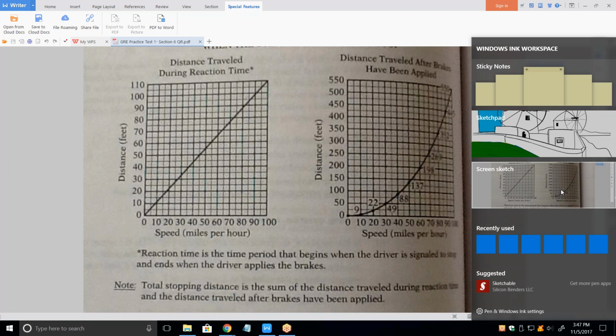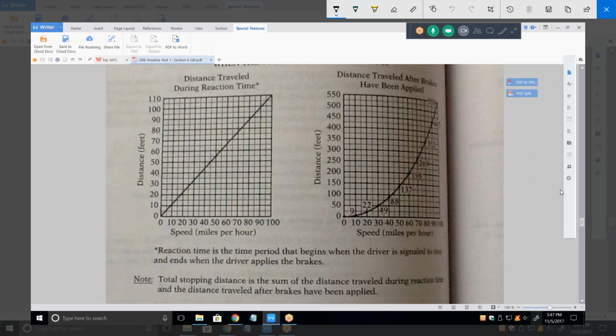65 miles per hour. Hold on. We're going to 70 miles per hour. That gives us 78 feet that we would move before we even hit the brake. Now over here, if we're going 70, we're going to go 269 feet. So clearly we cannot go 70.